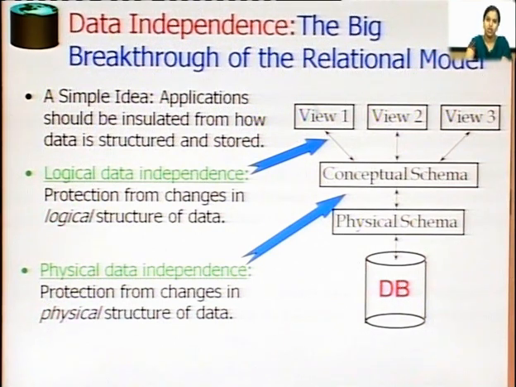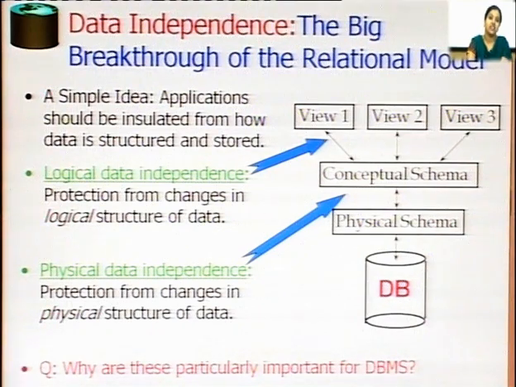Like when you are changing this view level without affecting the physical schema with the help of the conceptual schema, this is known as logical data independence. And when you are changing the physical data, the user view without altering this physical schema, this is known as physical data independence. Why are these particularly important for database?